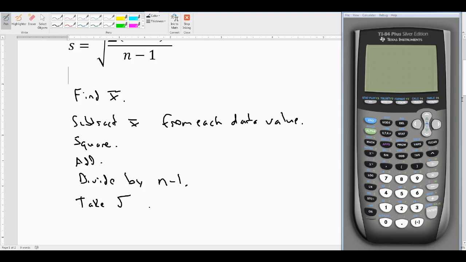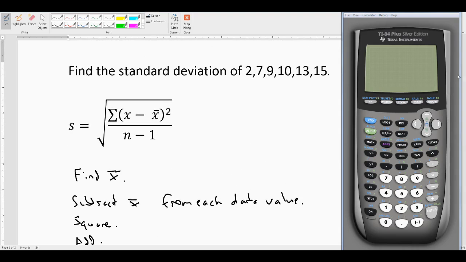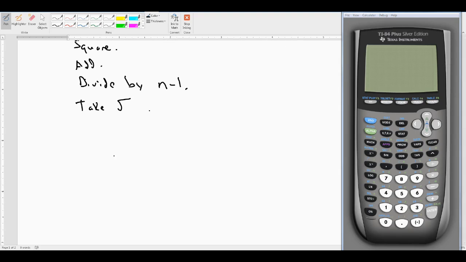Those are the steps. So the numbers we're going to look at are 2, 7, 9, 10, 13, 15.